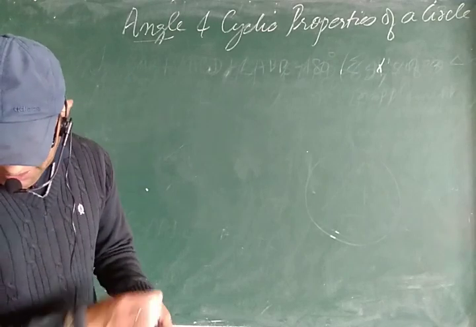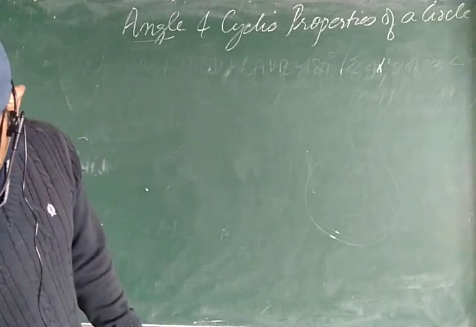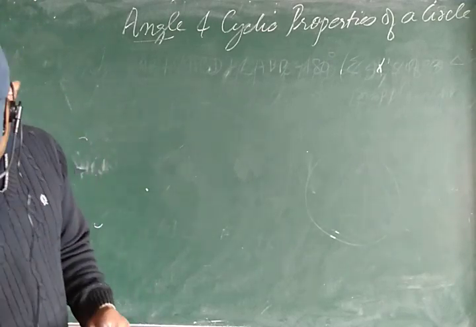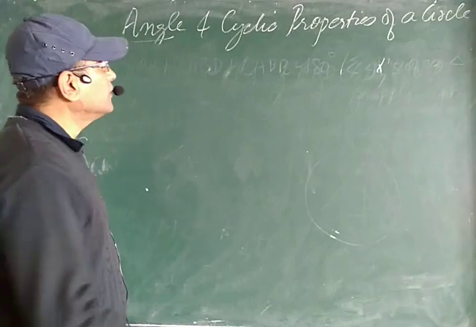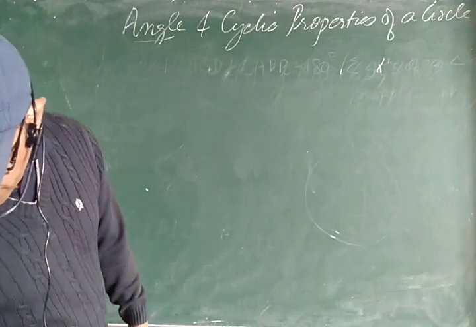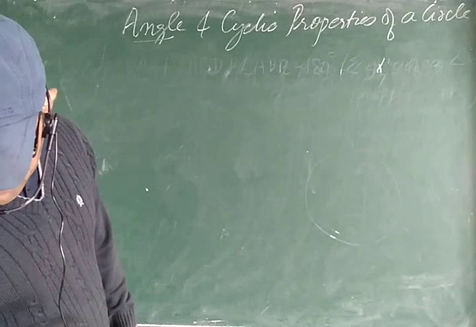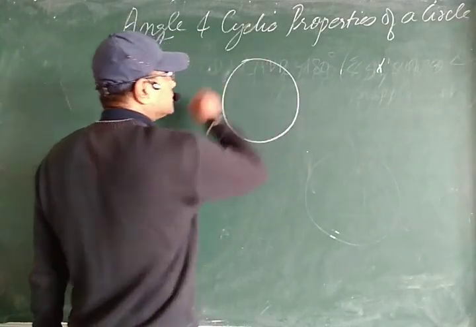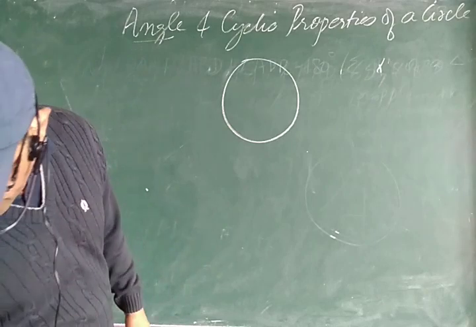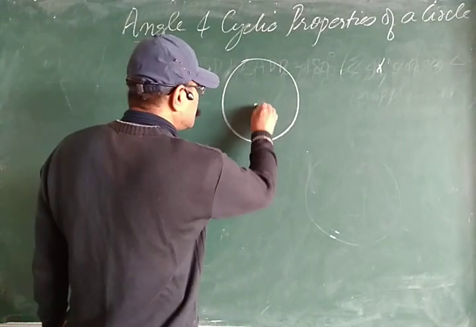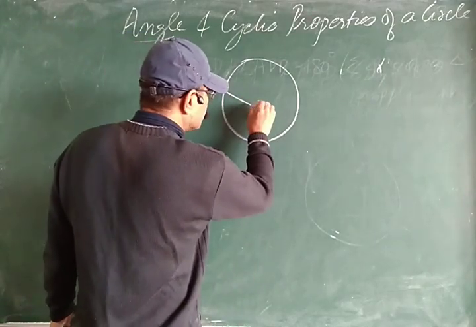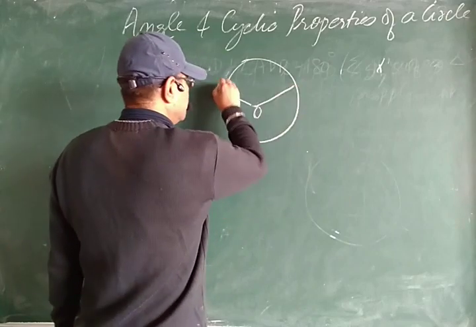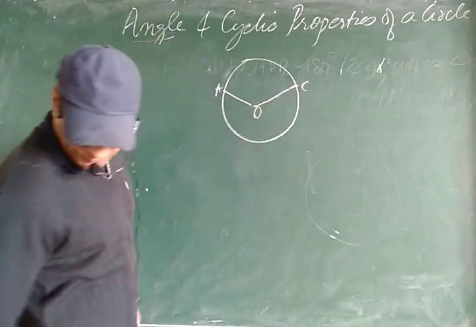If you have questions like this: in the given figure, O is the center of the circle. That is the question that came in ICSE 2005. In the given figure, O is the center of the circle and angle AOC is equal to 160 degrees. Let's suppose this is the circle. O is the center, A is here, C is here.